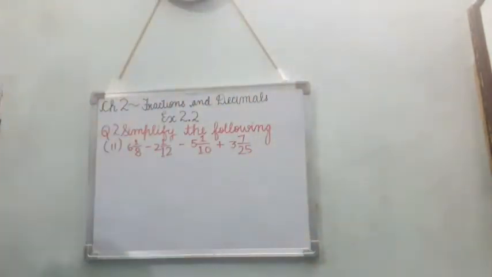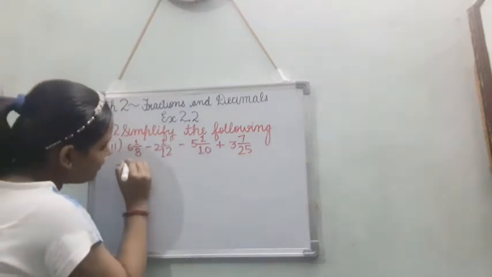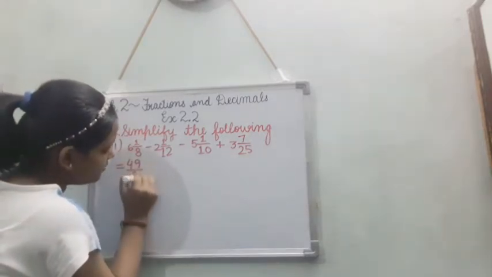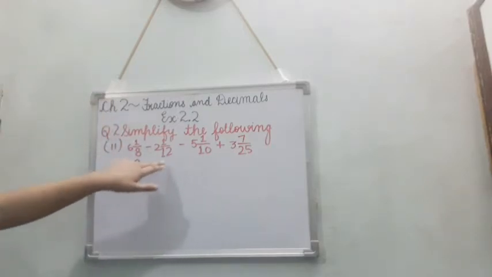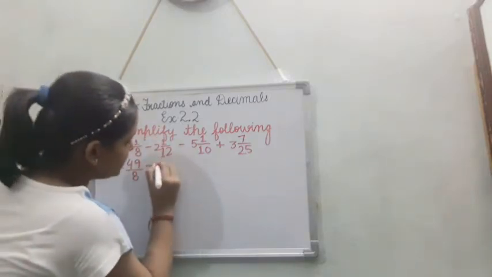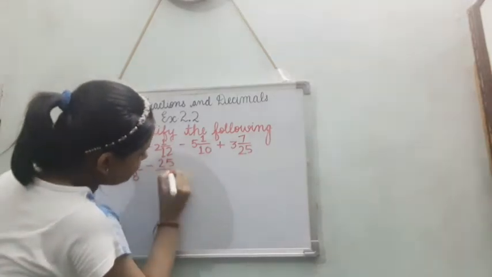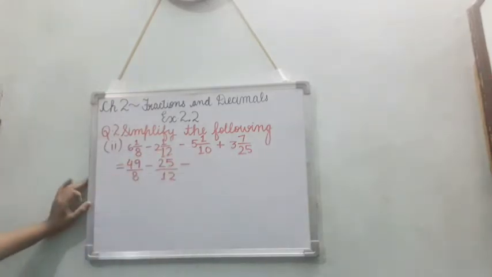So now let's move to the second part of question 2. Now we have to change all these mixed fractions into improper fractions. So let's change it. So the answer for the first one is 49/8 minus, for the second one 12 into 2 is 24 and then plus 1 is 25, so it's 25/12 minus 10 into 5 is 50 and then 51/10.